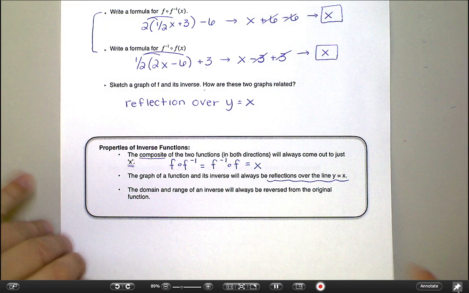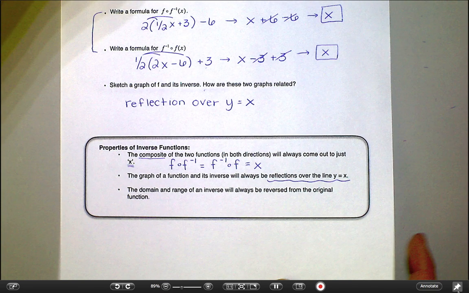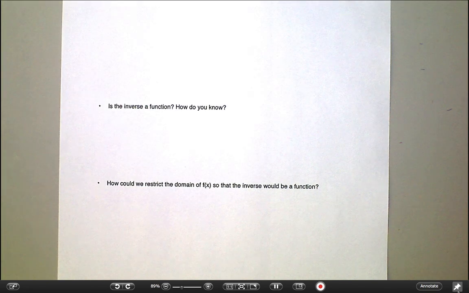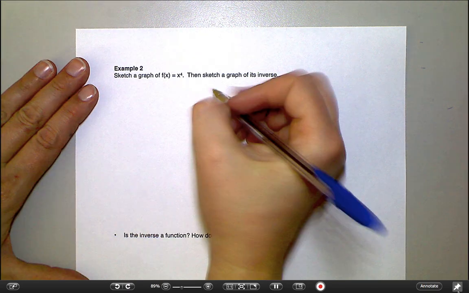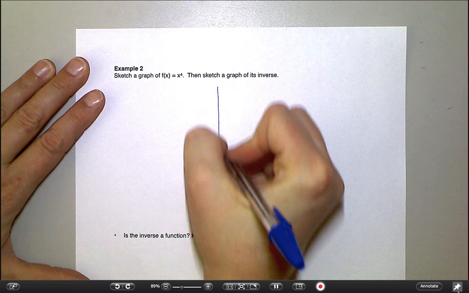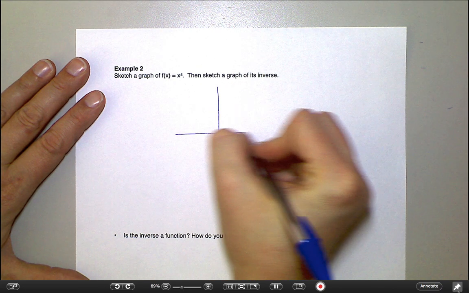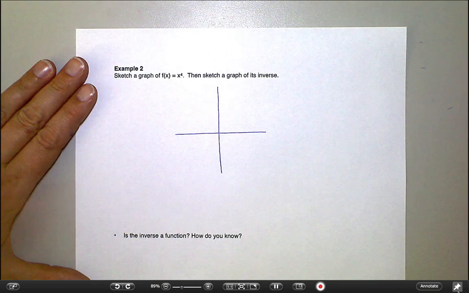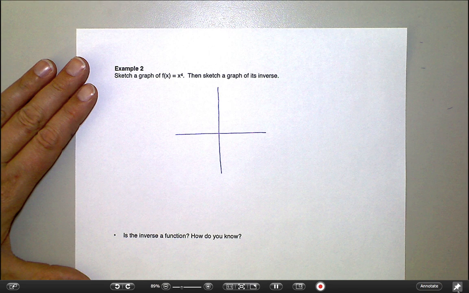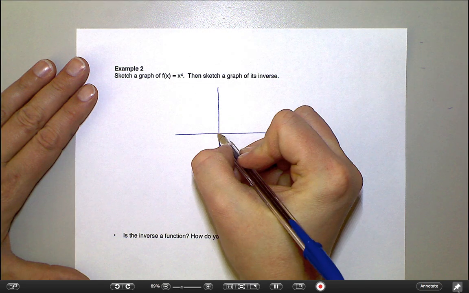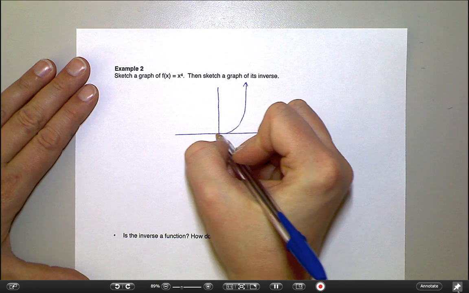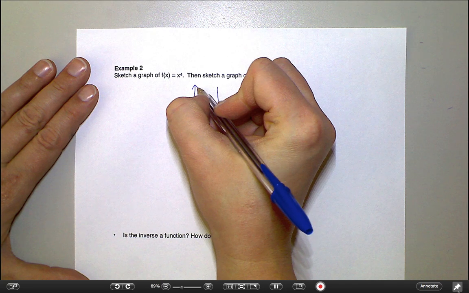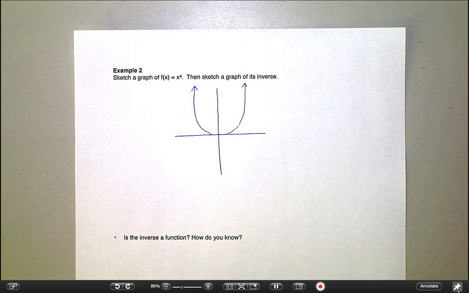Okay. A couple more quick examples to talk through today. Example 2, sketch a graph of y equals x to the fourth, then sketch a graph of the inverse. We did a similar one yesterday, but that's okay. So y equals x to the fourth, that's a power function. It's an even power, right? So it's going to look similar to a parabola. Technically, it's going to be a little flatter on the bottom and a little steeper on the sides. But y equals x to the fourth would look something like that.